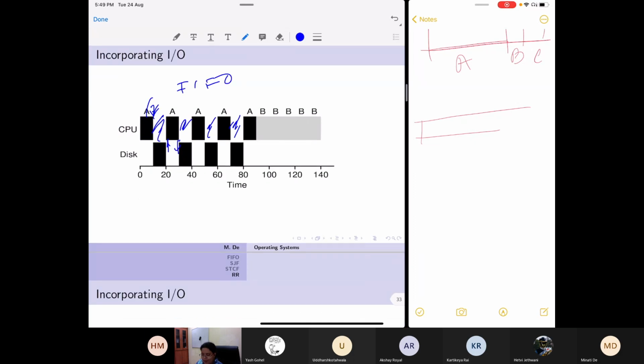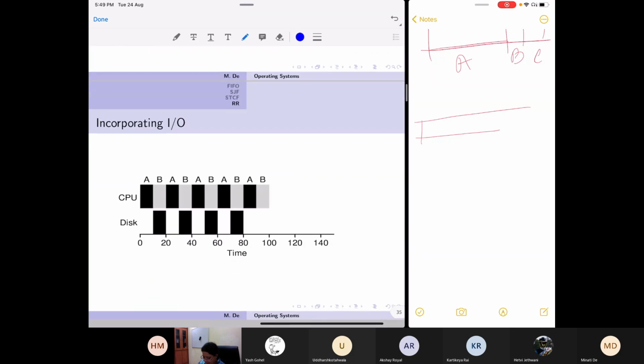Since you already know about context switching, we can actually utilize this CPU time by giving the chance to run another process. So the better choice would be something like this: B should be scheduled in between, when process A went to do some IO operation. This should be the approach when you incorporate IO.